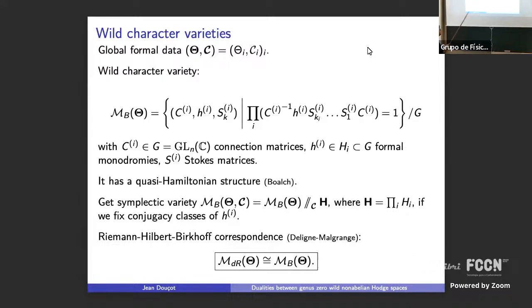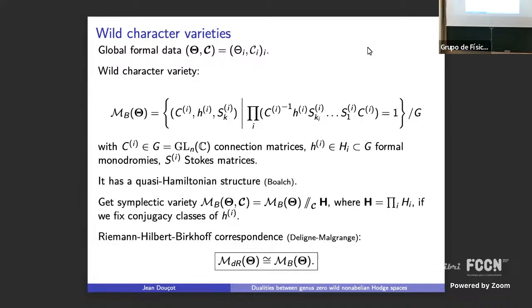So you will have connection matrices, a product of Stokes matrices whose shapes I just explained, and hi, which basically corresponds to the formal monodromies. And you have an explicit description like that of a wild character variety. And same as the usual character variety, it has interesting geometric structures. You can endow it with a quasi-Hamiltonian structure, which was done by Boalch.